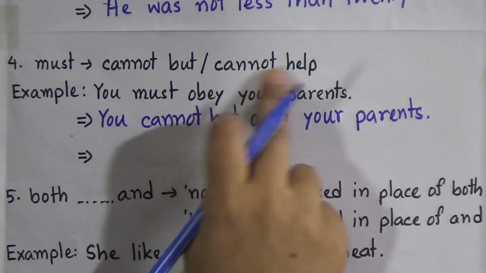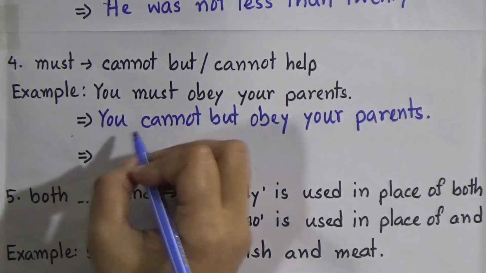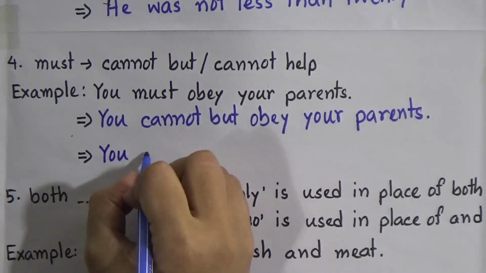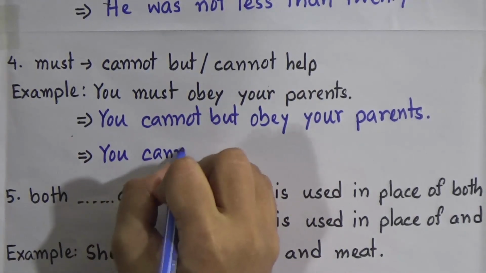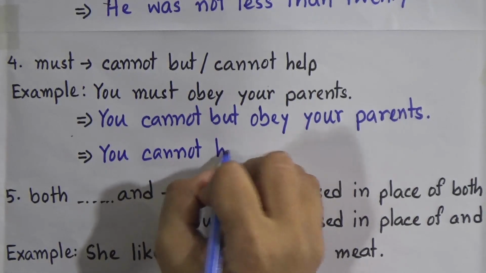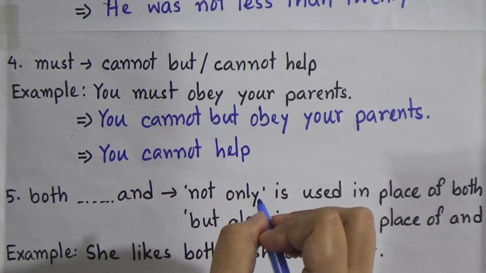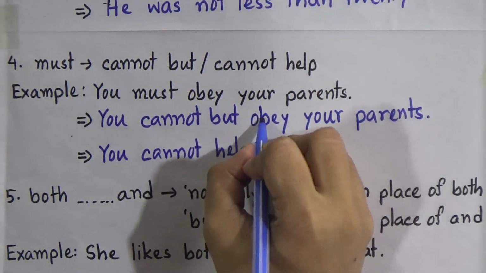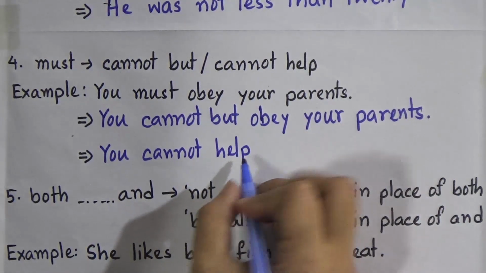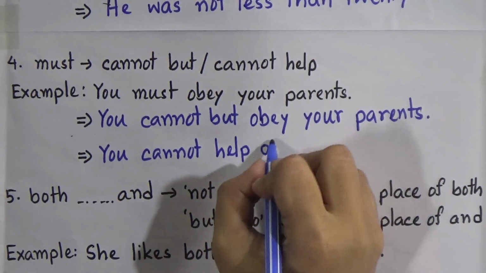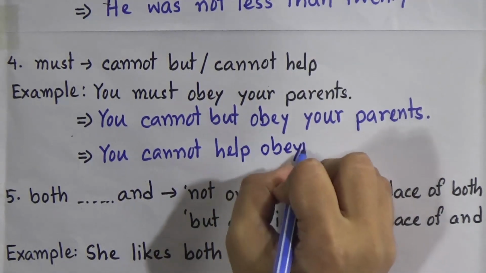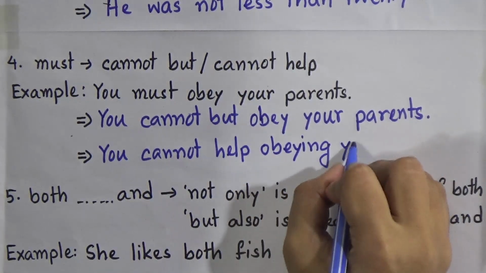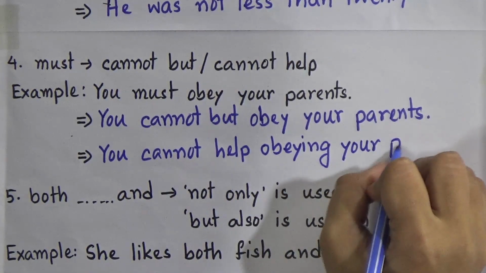We can also write cannot help. So at first we will write also that you cannot help. But dear students, pay attention all of you. There is one thing, after help you will add ing with the verb. You cannot help obeying your parents.